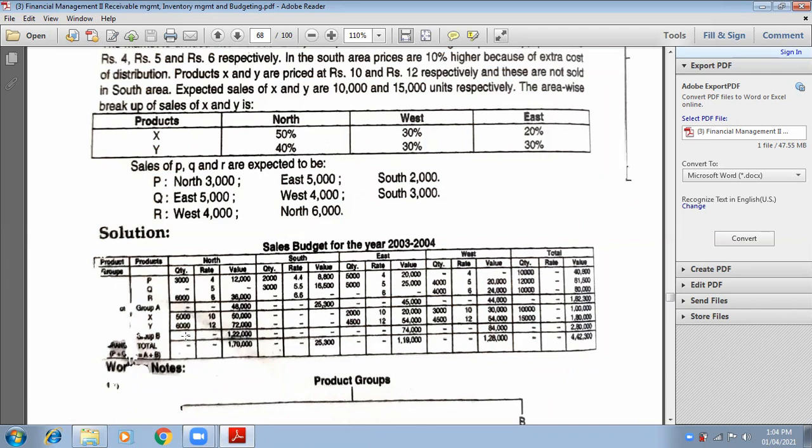Now value is 20,000 plus 54, that is 74. Yes, west. 3,000 plus 4,500. 7,500. Very good. And value is 30 plus 54, that is 84. And last total 10 plus 15 means 25,000, isn't it? 25,000 is correct.